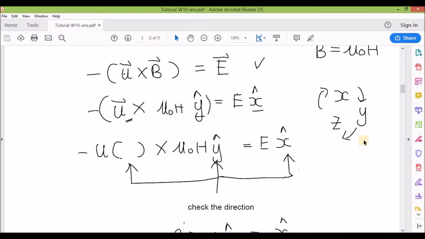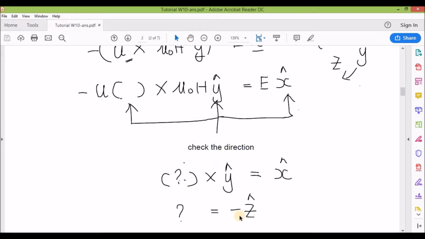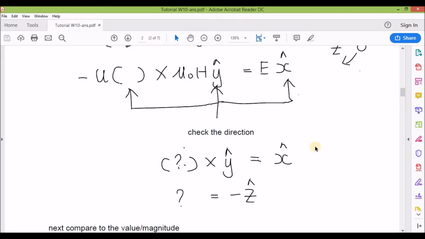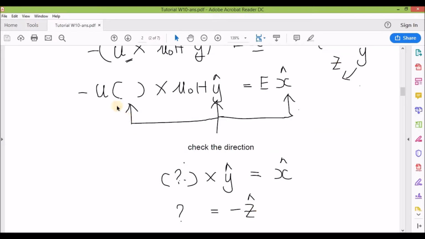So by refer to this cycle, of course this one will be Z, right? Because when the Z, you cross product with the Y, you will get negative X. However, here is positive X. So this one should be negative Z. So you can double check your answer by putting this negative Z here. So when you cross product negative Z with Y, supposedly you will get negative X. And because of this negative here, you will get positive X. So I know the direction of my U should be negative Z.